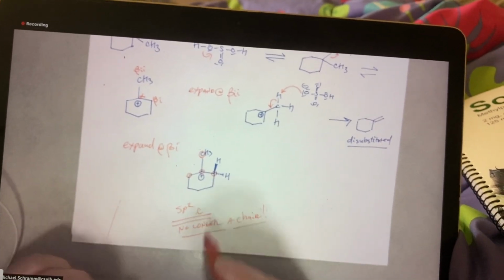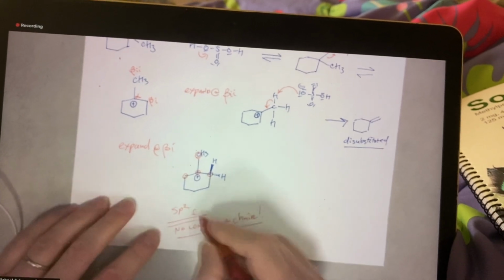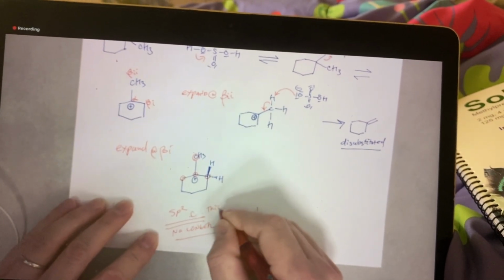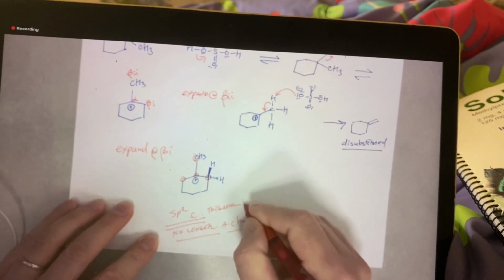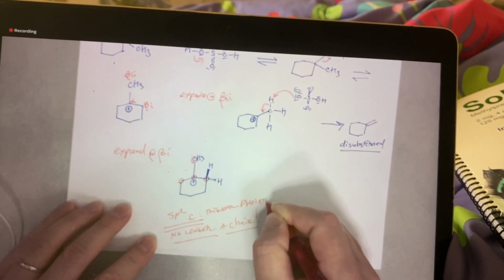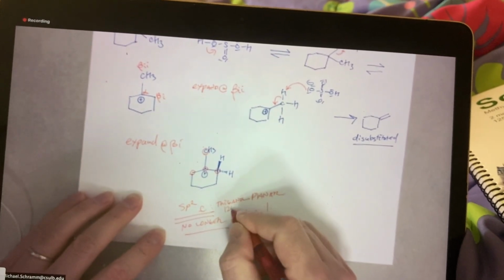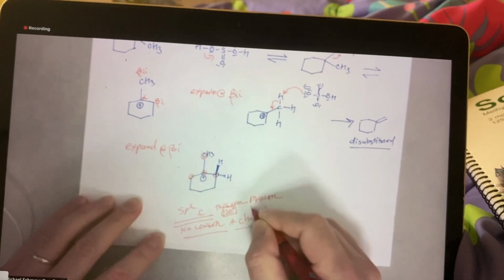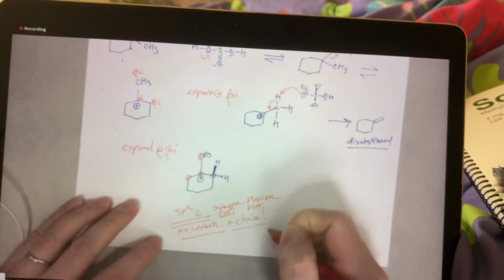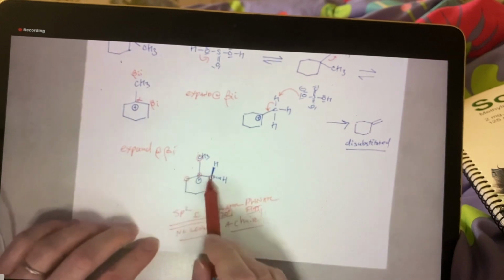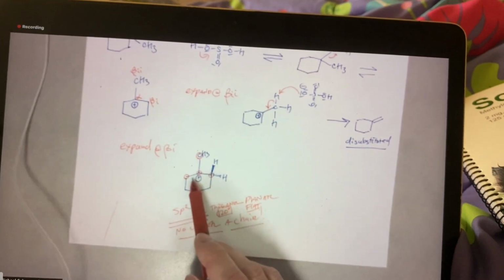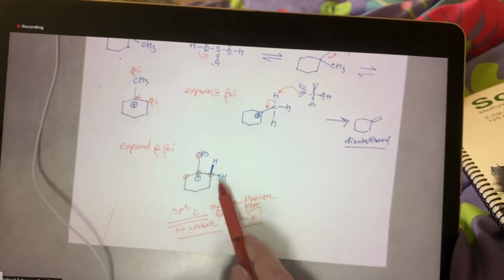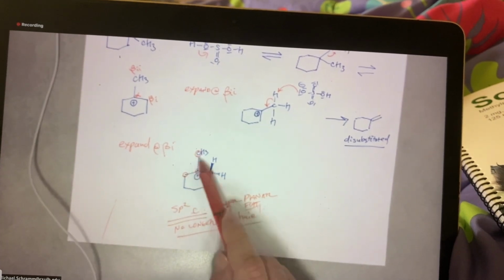This is going to come back a little bit later. sp2 carbon, trigonal planar. Trigonal is 120 degrees. Planar means flat. So this sequence here is flat. It's no longer bent like that chair is bent. It's not up, down, up, down. This is a perfectly flat molecule.